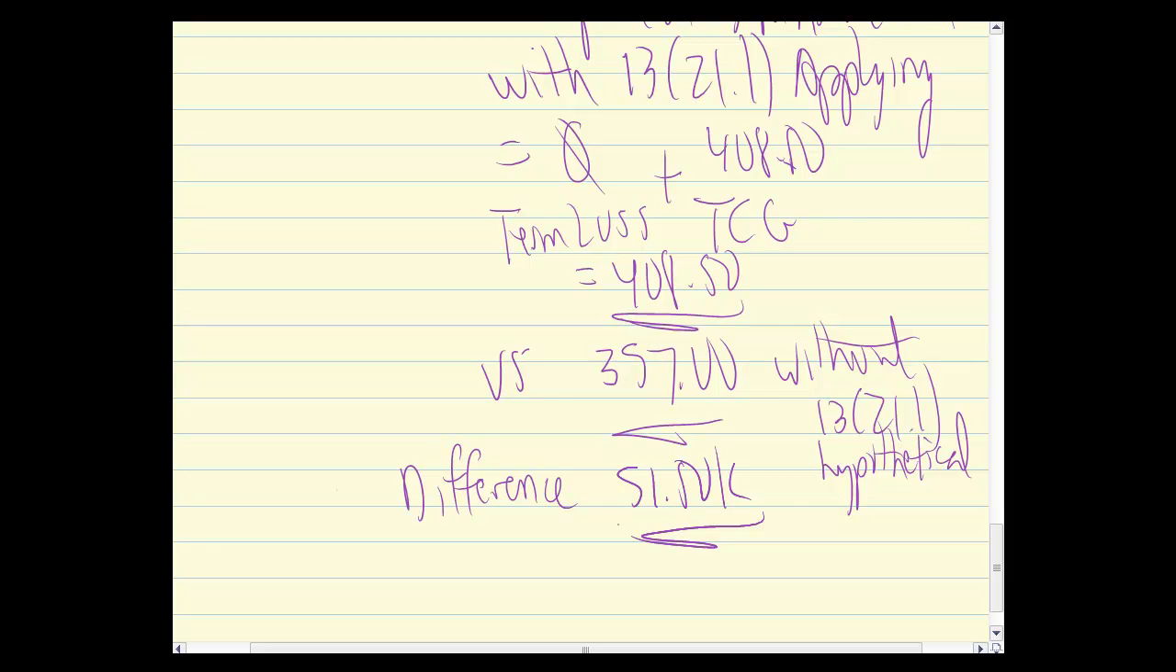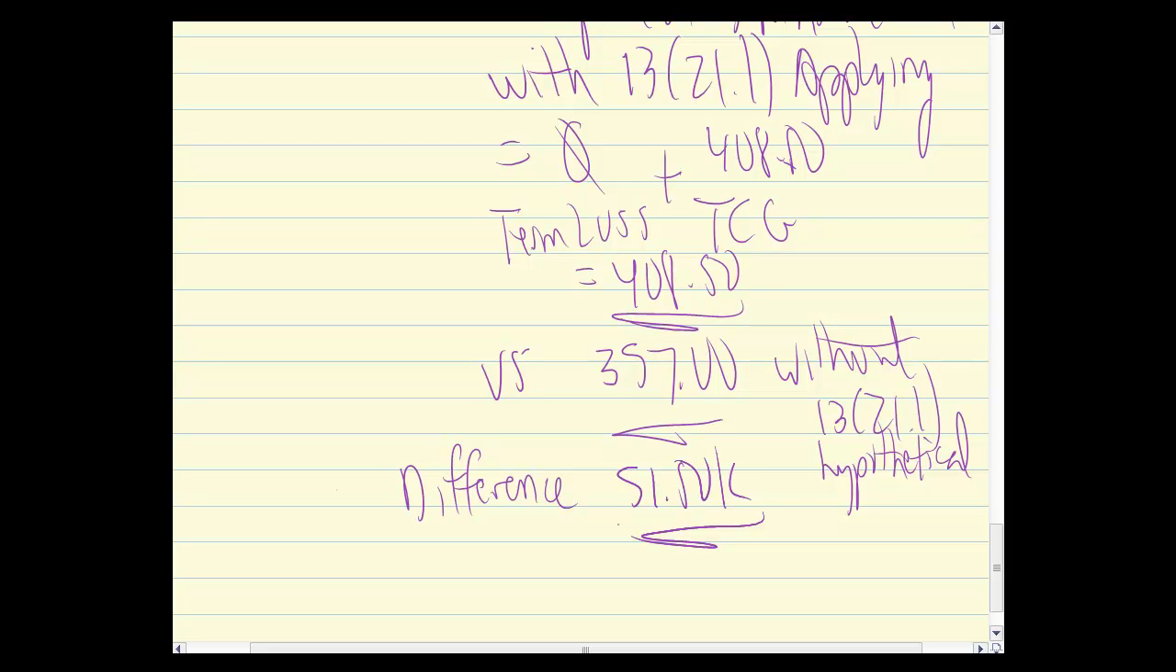And wait, what's the 51.5, what is that? Half of the terminal loss. Right? All they've done is said that $103,000 terminal loss, we're not gonna let you take that as a business deduction. We're gonna convert it to a capital loss. So 103,000 terminal loss at a half inclusion rate is exactly $51,500.